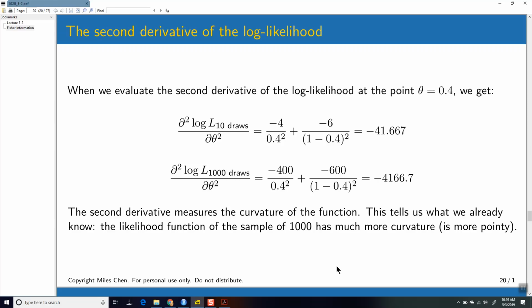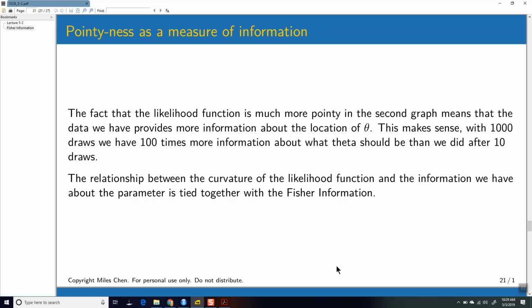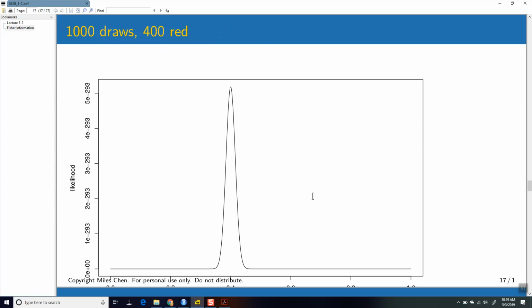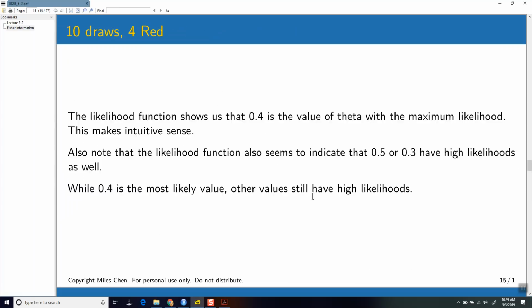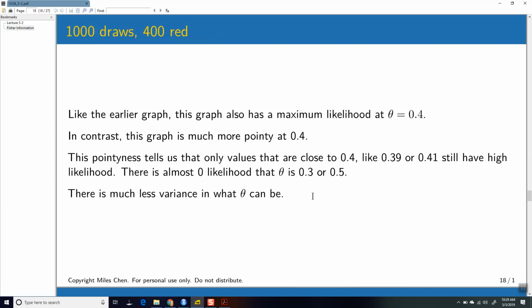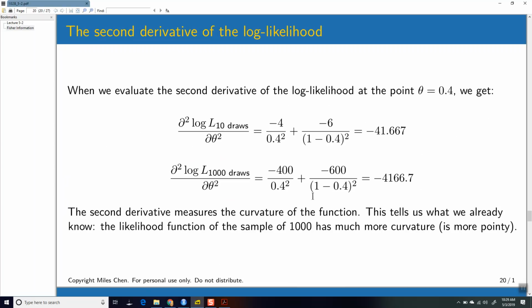So this relates it to the Fisher information. Okay, sorry. Let's just go back and talk about this idea of information, which is that the pointy graph has more information than the not pointy one, right? And we have a way to quantify this in a way that makes sense, right?